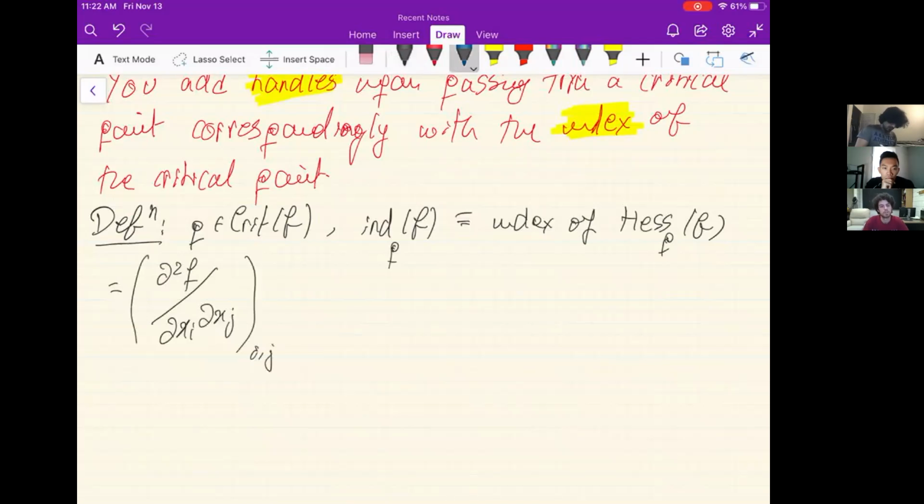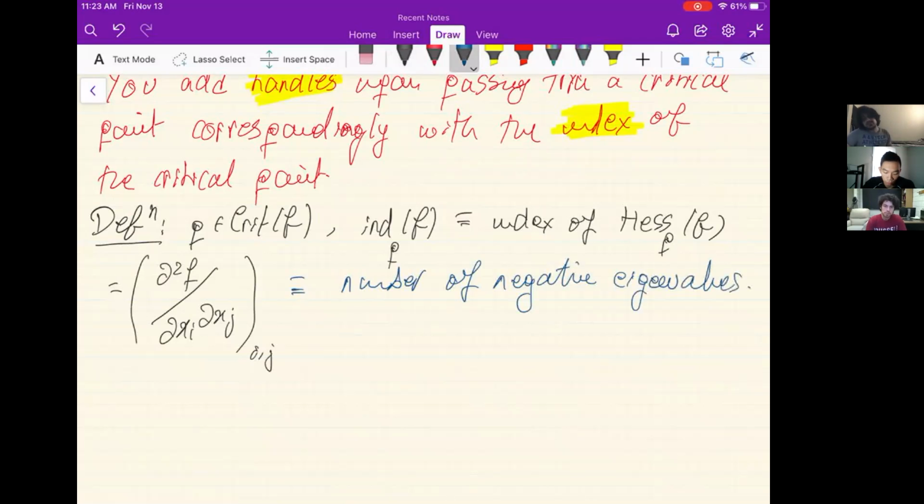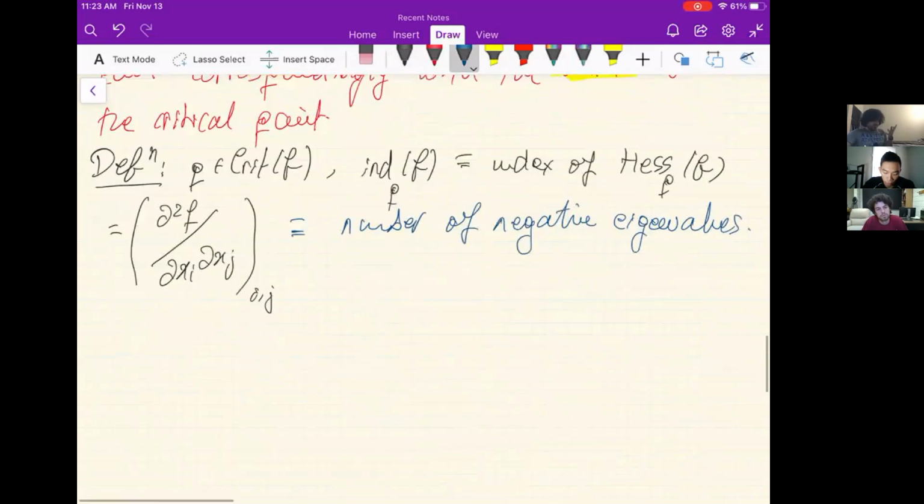Which basically means, let us recall this matrix or this form, as we said, it is a symmetric bilinear form. So you can diagonalize it with entries -1 and 1. So we basically define the index to be, to be precise, the number of negative eigenvalues. Okay, so that's the algebraic way you would calculate the index.